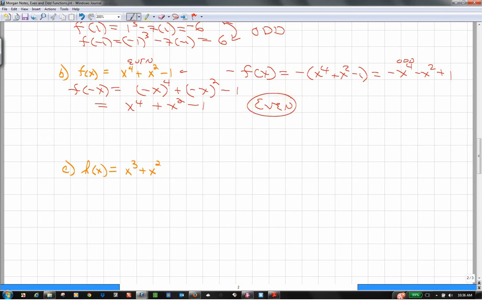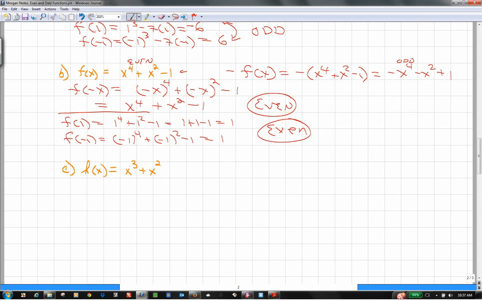Let's try it with a number. So I'm going to put 1 into it. That would be 1 to the 4th plus 1 squared minus 1, which is 1 plus 1 minus 1, equal to 1. Okay, now let's put a negative 1 in. That would be a negative 1 to the fourth plus a negative 1 squared minus 1, which is 1 plus 1 minus 1. Hey, I got the same thing out. So changing the value of what I put in to its negative didn't affect the outcome. Number-wise, I got an even function also.